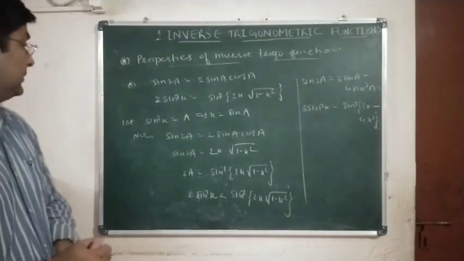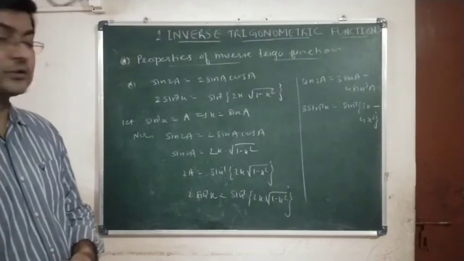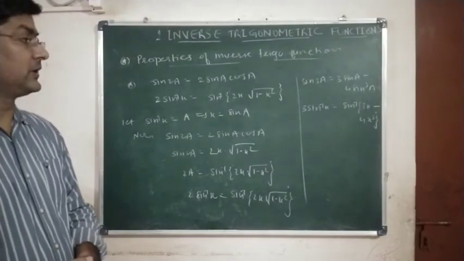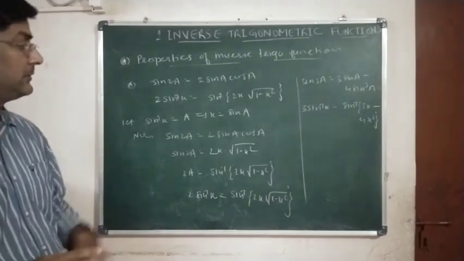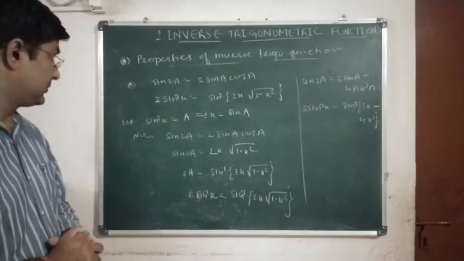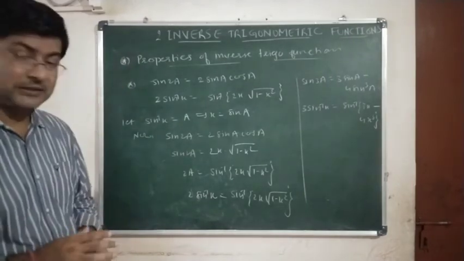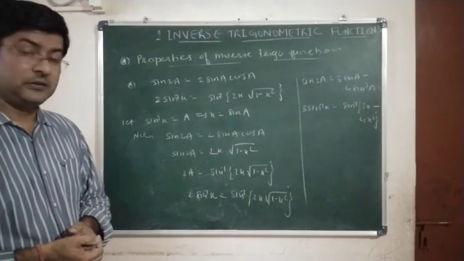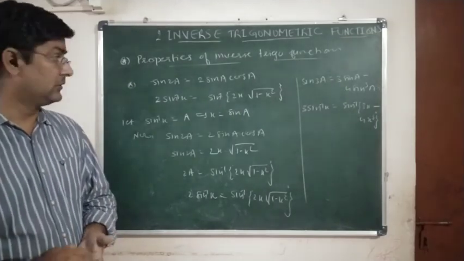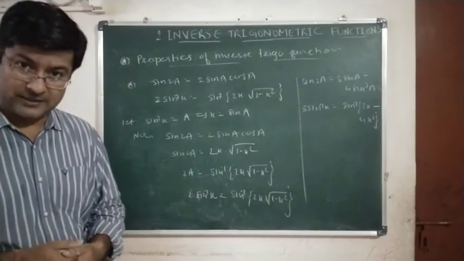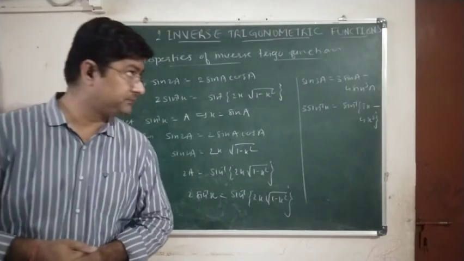Clear? So in this way many more properties, for example cos 2a, cos 3a, tan 2a, tan 3a, all these properties you can write on the basis of this. Clear? So I hope you have understood all the properties which I have explained very well. For any doubts you can ask me. Once again we can have an explanation if you have any doubts in any of the topics.